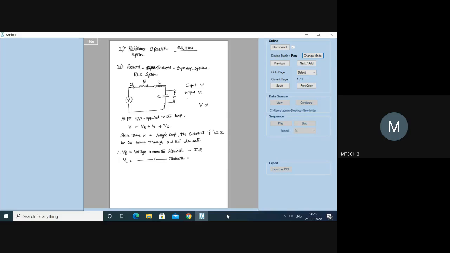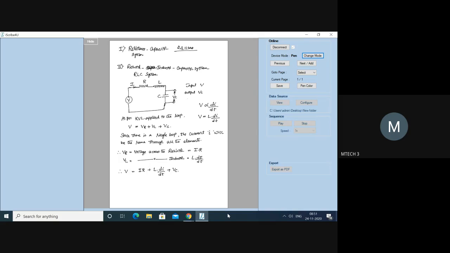V is proportional to di by dt, and the proportionality constant is just L, not 1 by L. So VL is equal to L into di by dt. Vc is already present in the output form. So we directly write V is equal to IR plus L into di by dt plus Vc. Clear? Yes, sir.